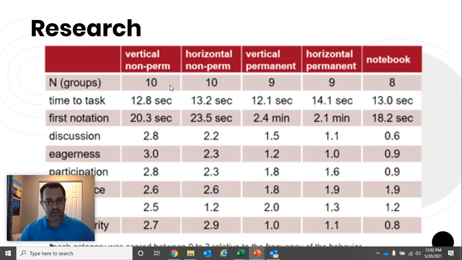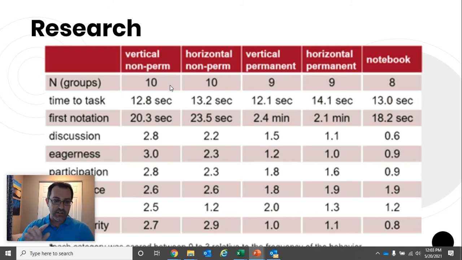The research is pretty compelling that Peter shares on his work. If you have the book, it's on page 60 of his book, where he goes into a little bit more details than the numbers you see here. And there's a lot here, so I'm not going to go into too much detail. I want you to, for a moment, just focus on line 2 and line 3, where it talks about time to task and first notation. And the research that he has here is comparing work using vertical non-permanent surfaces with other techniques. So, not standing, writing in a notebook, things on non-permanent surfaces.